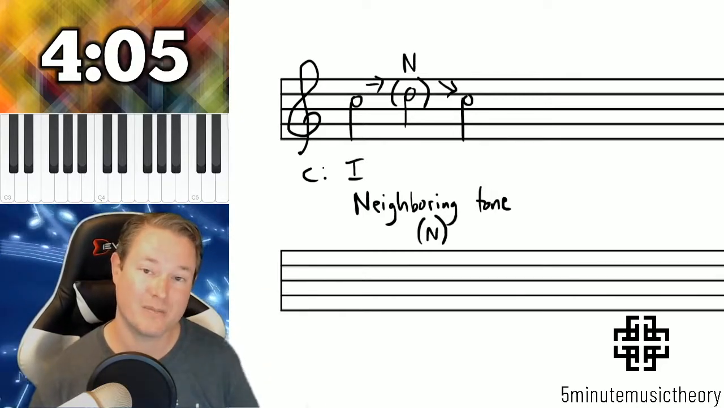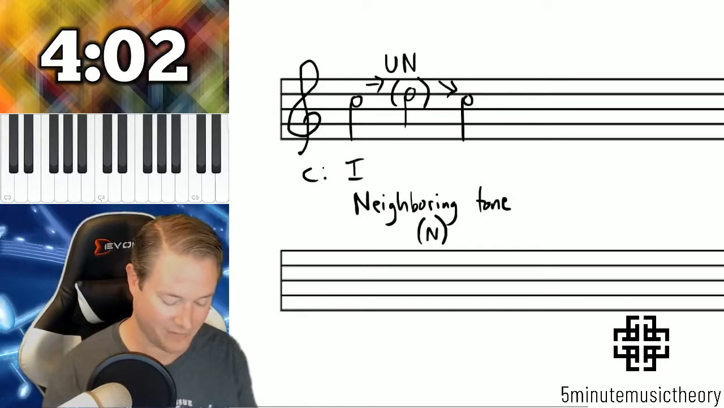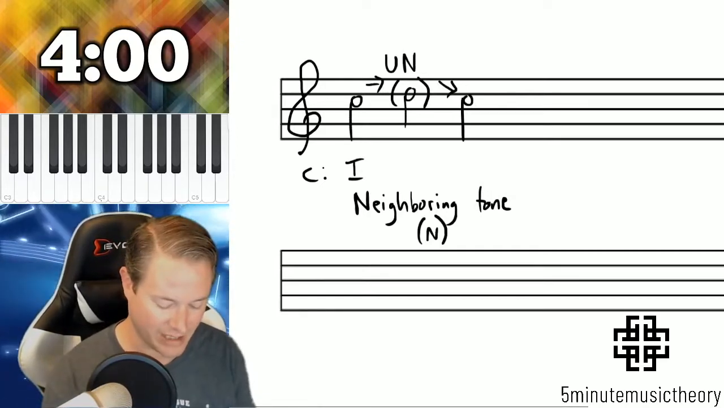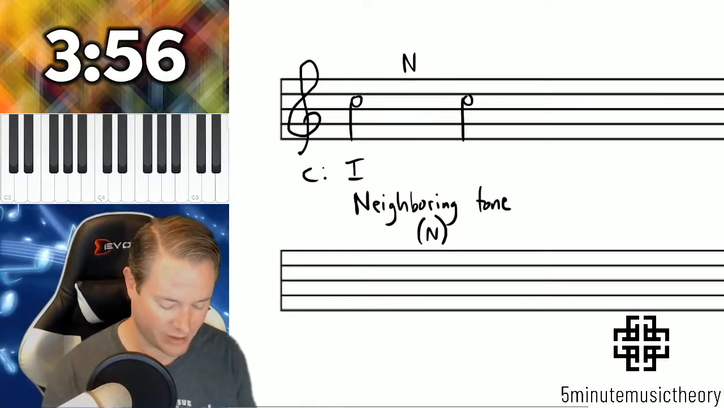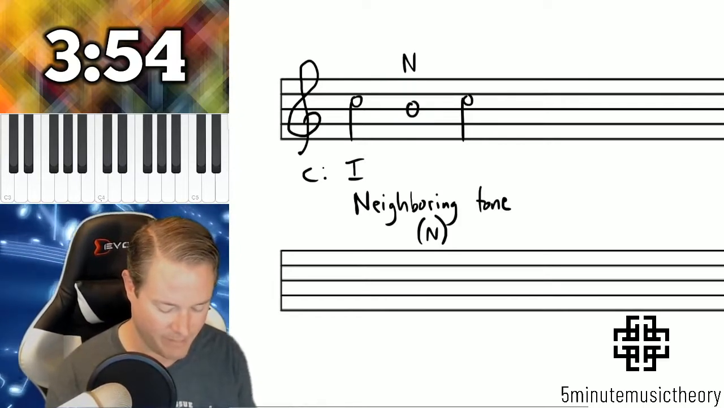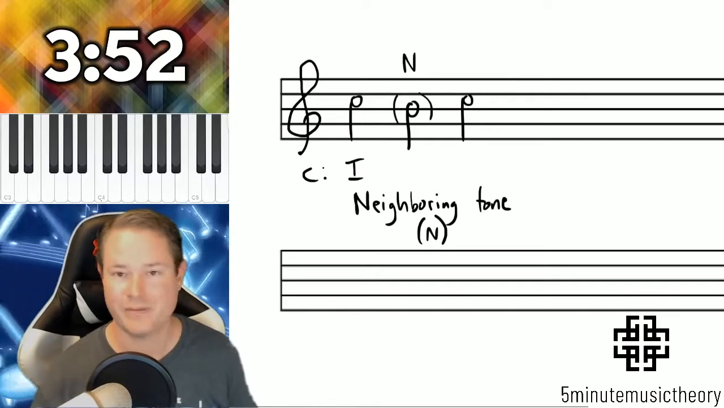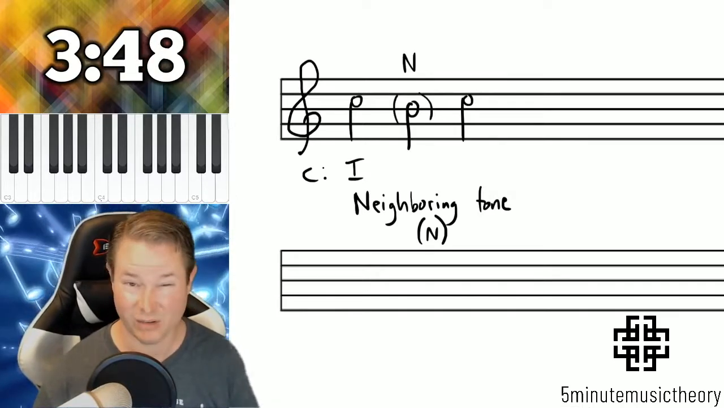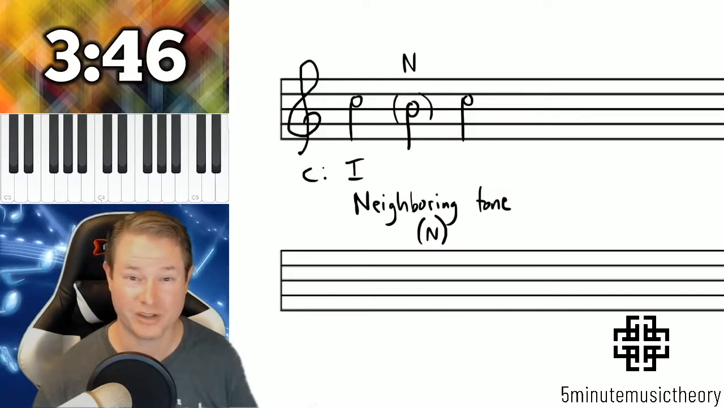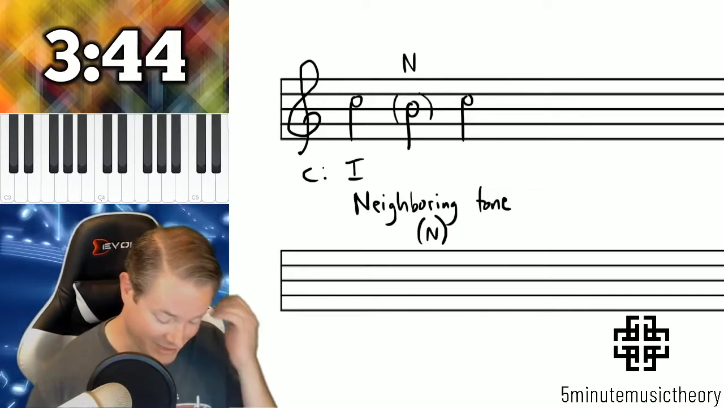Sometimes you'll even see in some theory texts the specific UN or LN as upper neighbor or lower neighbor. They're both neighboring tones, and I'll show you an example of a lower neighbor like this. For me, it doesn't matter whether you label it upper or lower neighbor, just that you label it a neighboring tone, but just always make sure you follow what your music theory teacher asks you to do.